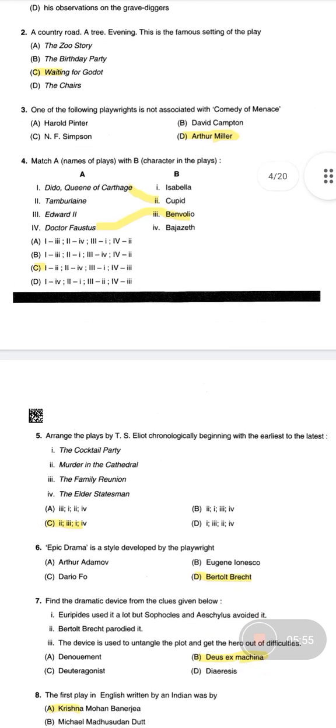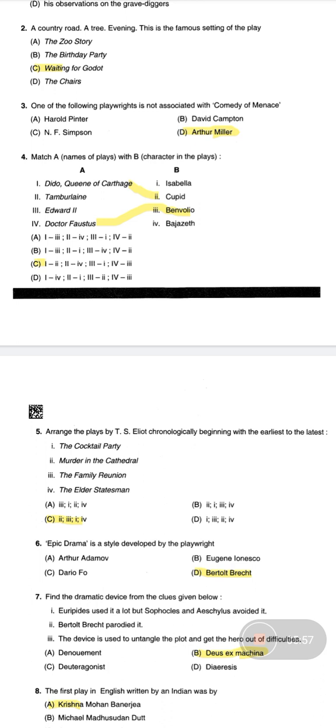So, coming to question number 5: arrange the following plays by T.S. Eliot in chronological order. What? T.S. Eliot. We all know T.S. Eliot.